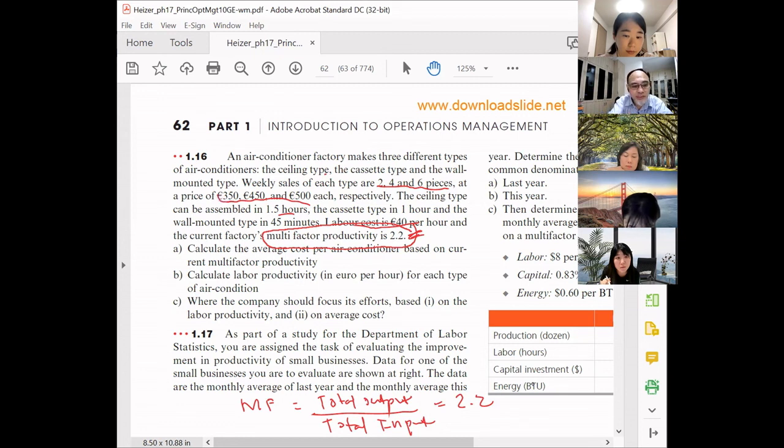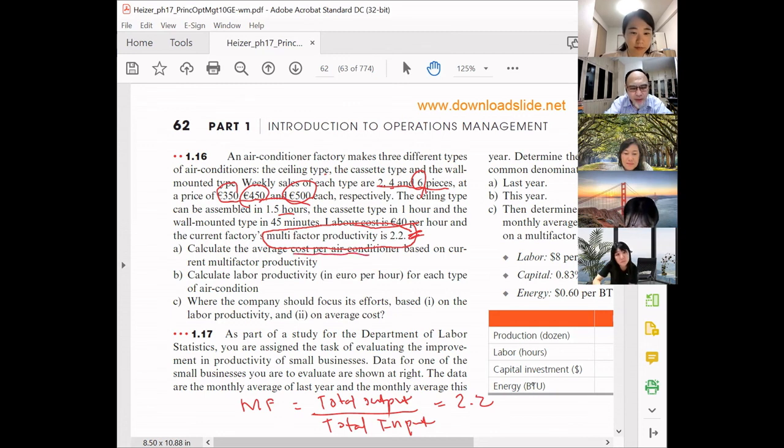2 times 350 plus 4 times 450 plus 6 times 500. Do you understand? Sorry, my Japanese is bad. Akiko, do you understand? Yes. Okay.